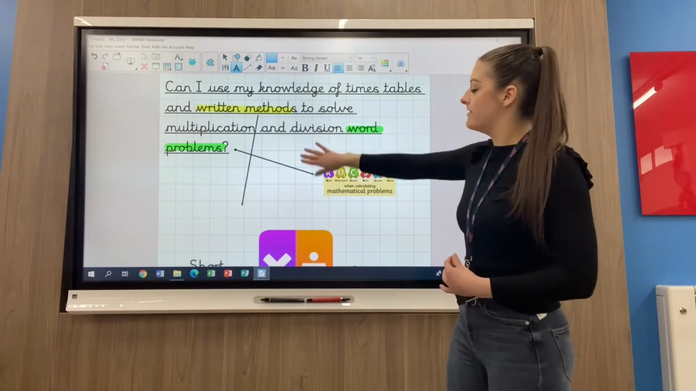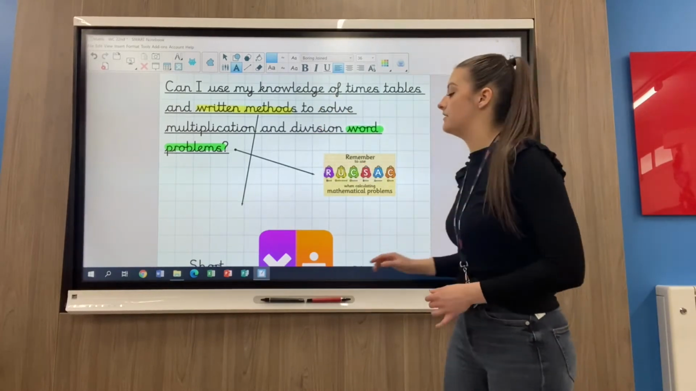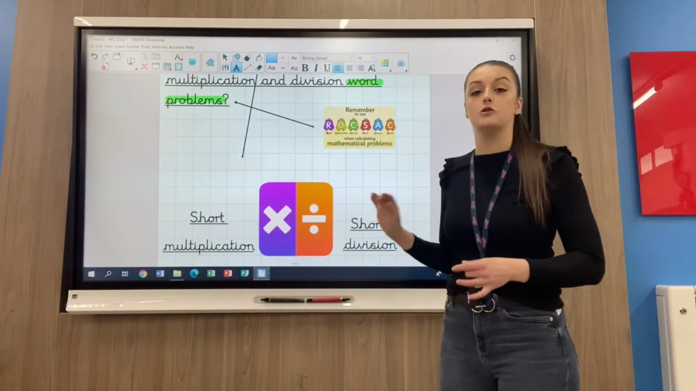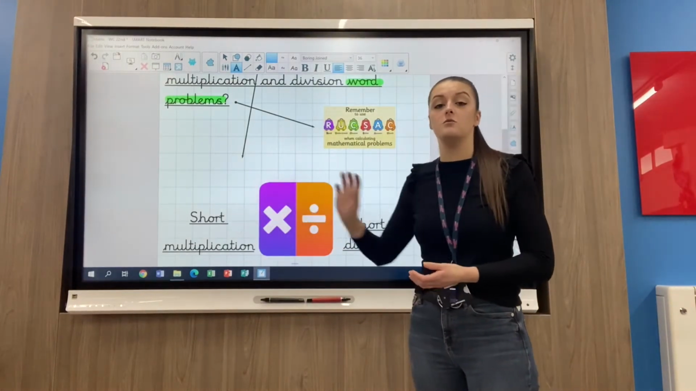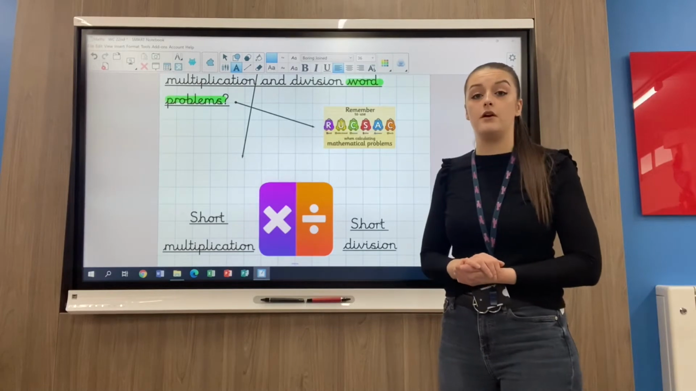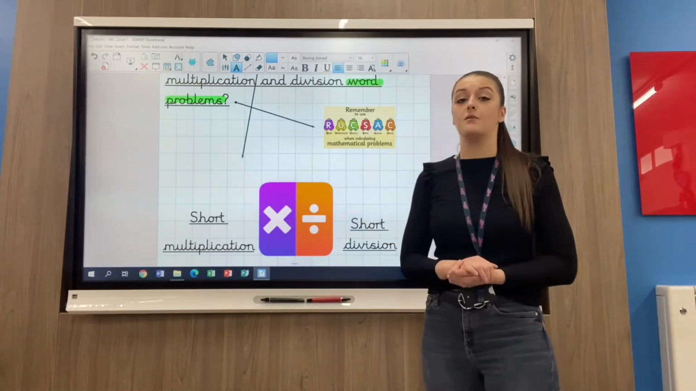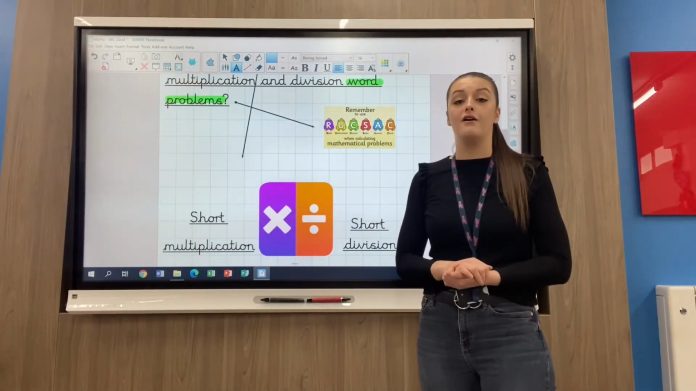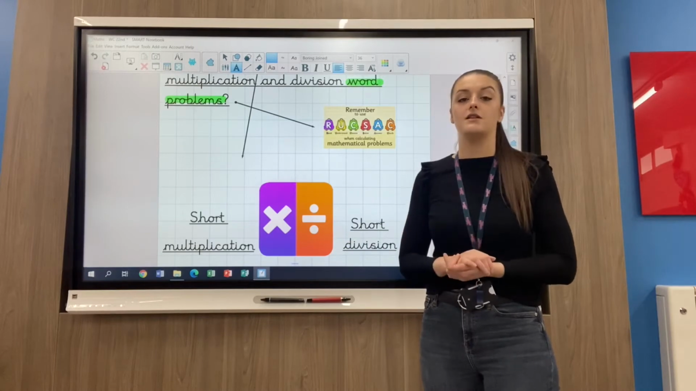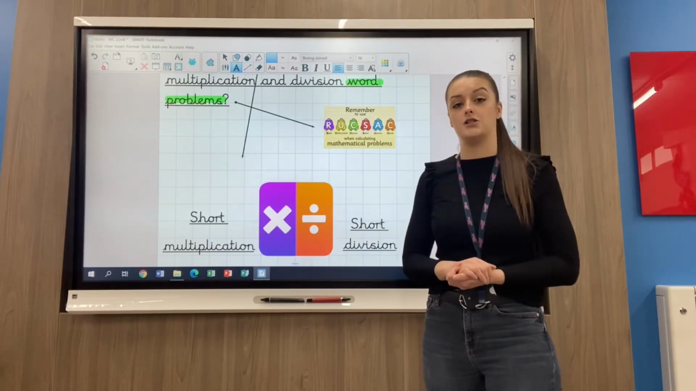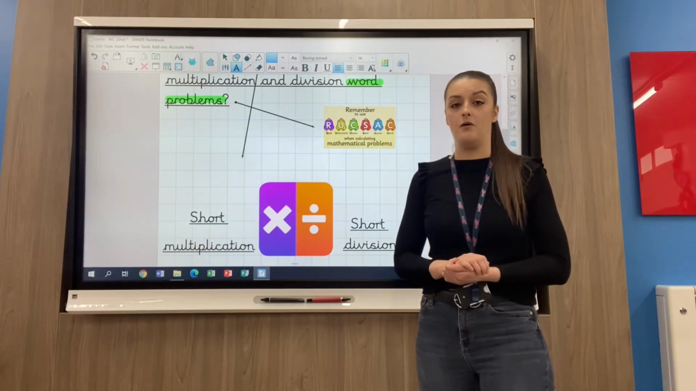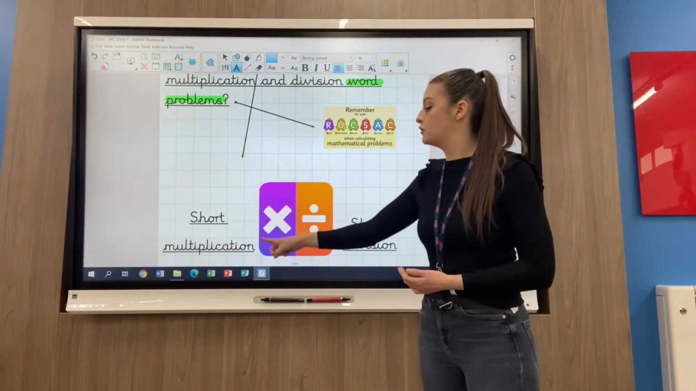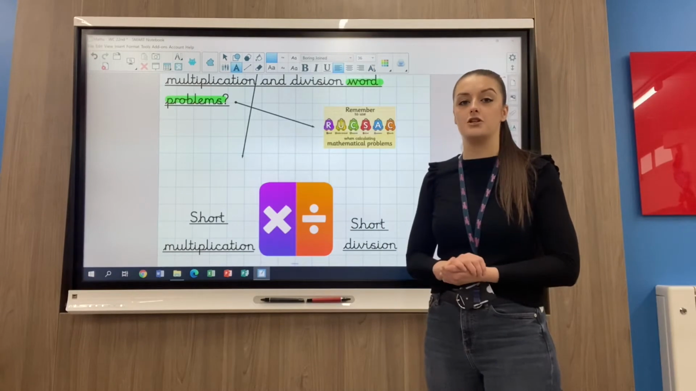Now, for our written methods, we've recently learned short multiplication and short division, and we'll be using them today. Short multiplication we use when we're multiplying large numbers, and short division we use when we're dividing a large number. For both of them, we just can't work it out in our head, so we need to break the calculation down. So if you go and grab your whiteboard and whiteboard pen now, we're going to have a quick recap of short multiplication and short division.